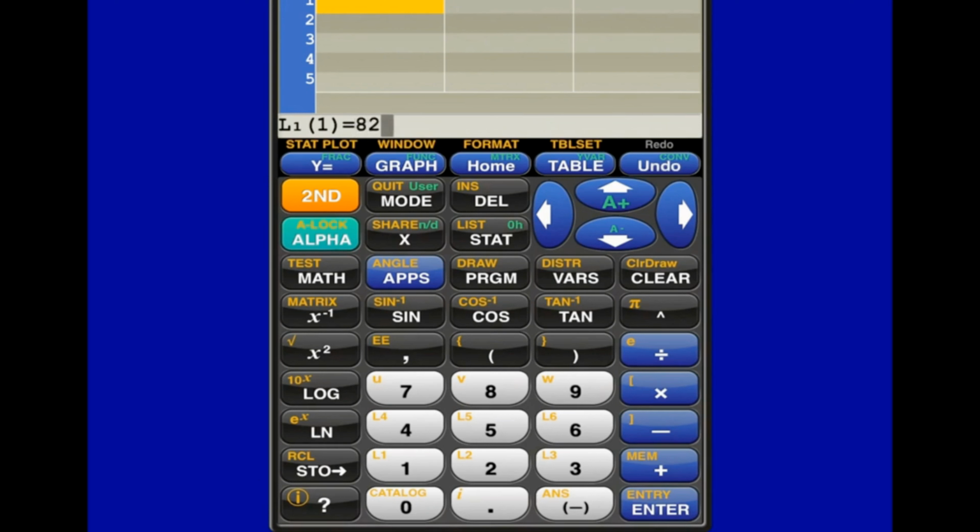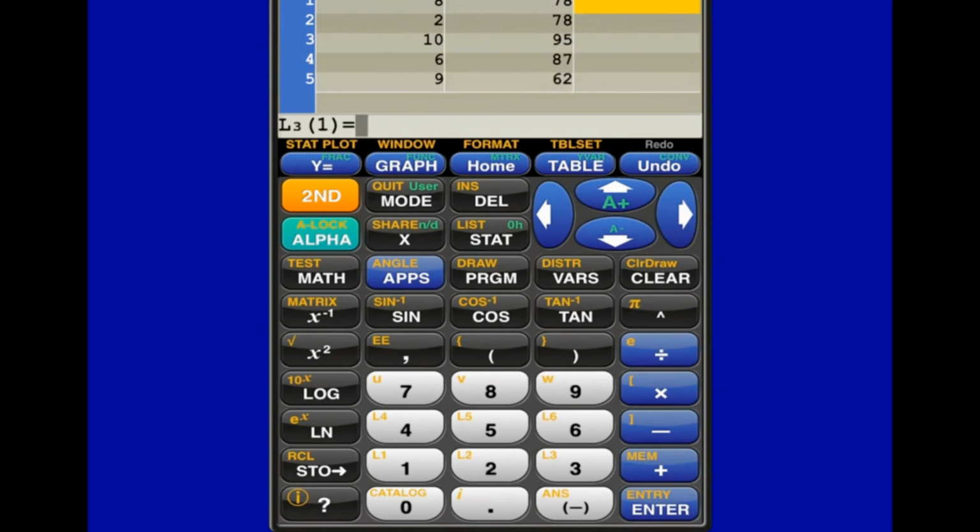8, 2, whoops. Can make a mistake like I do, that's okay. Enter, 2, Enter, 10, Enter, 6, 9. And then while I'm at it, I'm just going to do the other ones as well. 78, 78, 95, 87, and 62.